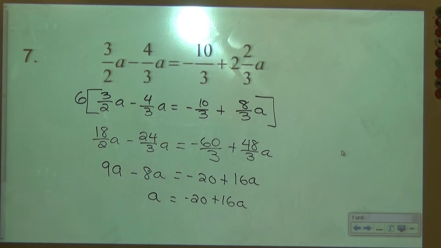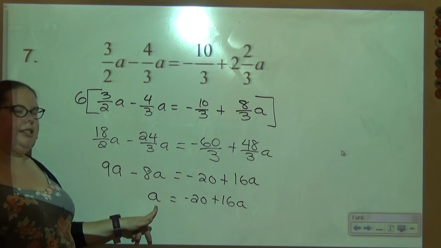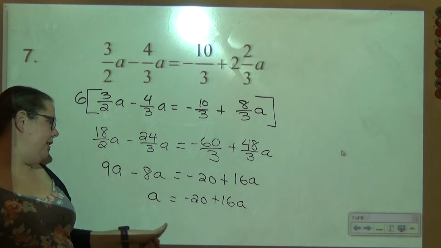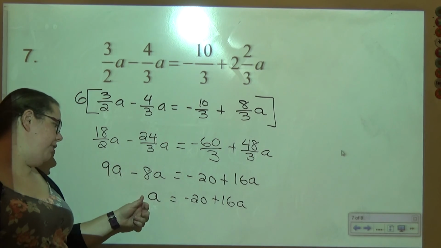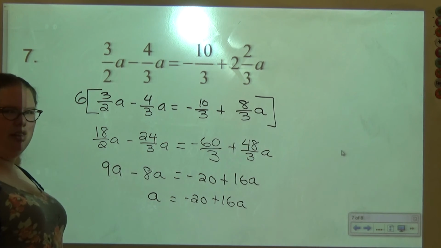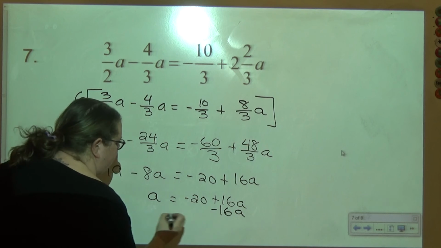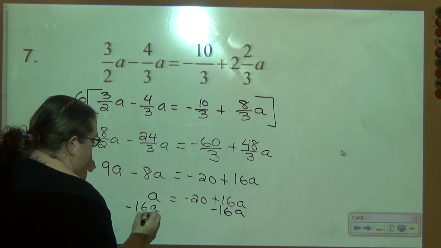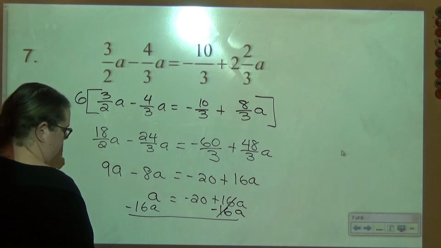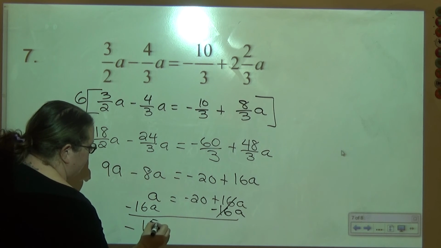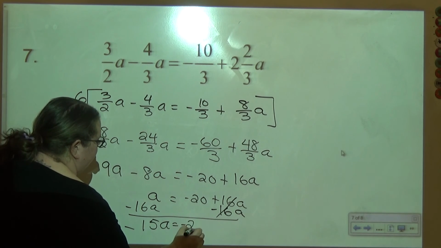Now we have to get the a's together. Now who moves? This is your case where since this a is already by itself, 16a is going to come over, right? Don't move the other one, then you'll have a 0, and that's weird. So subtract your 16a to get the a's together. Negative 15a equals negative 20.